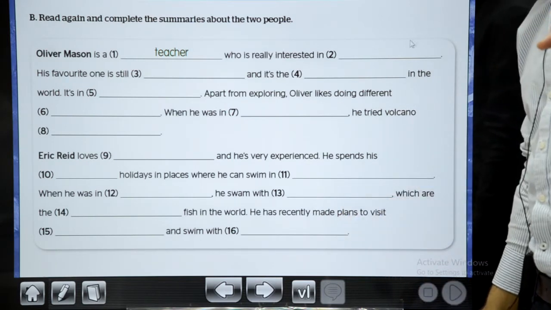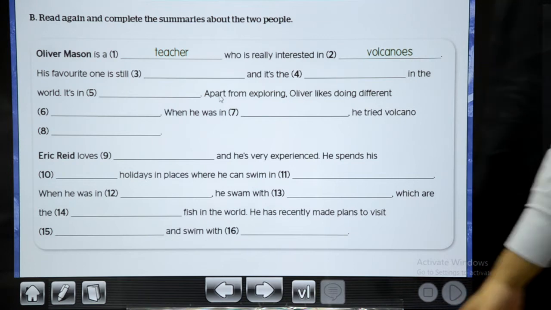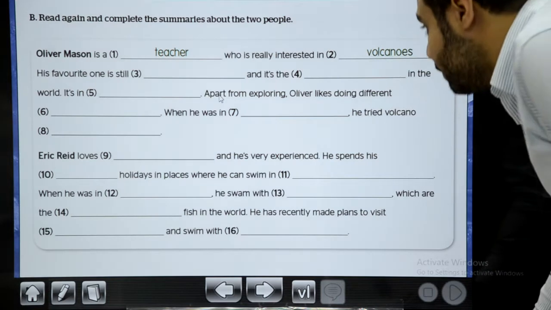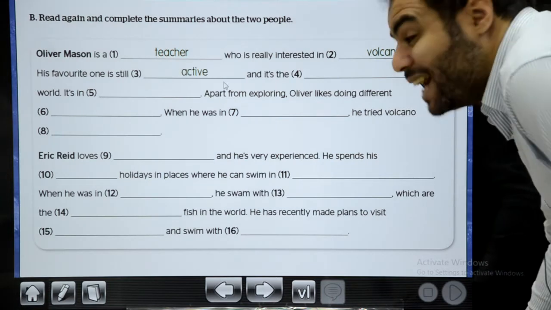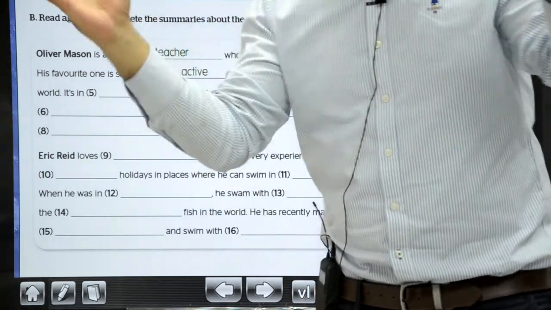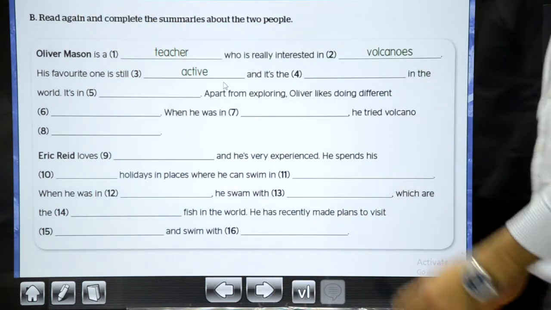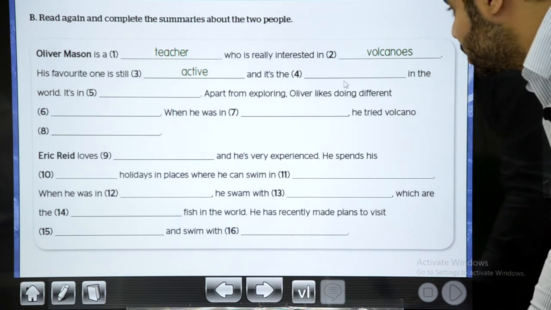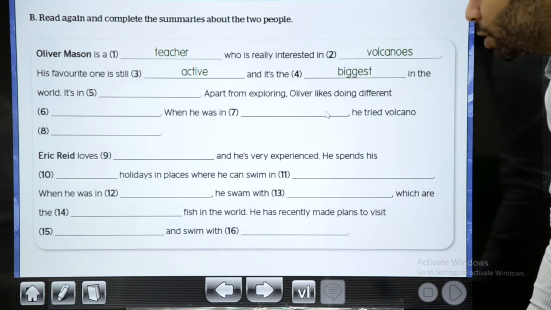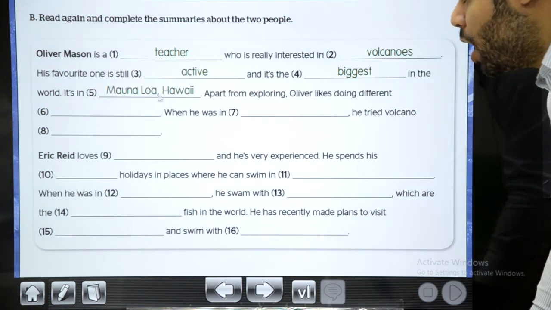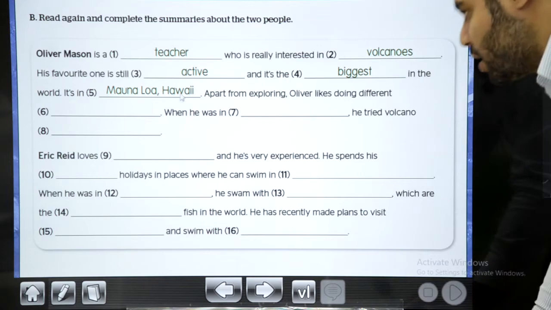You remember? Volcanoes, right? His favorite one is still, what do you think? His favorite one is still active volcano. The active volcano is the one that erupts. And it is the what in the world. It is the biggest in the world. It's in Mauna Loa, Hawaii. His favorite volcano is in Hawaii.